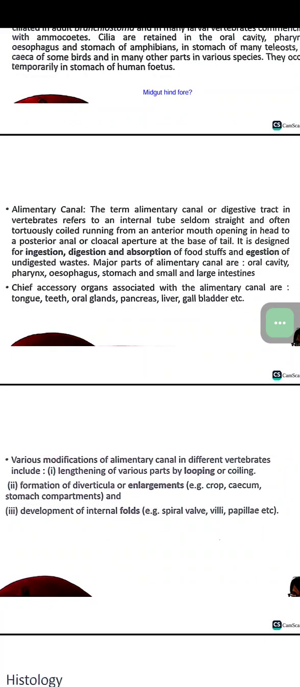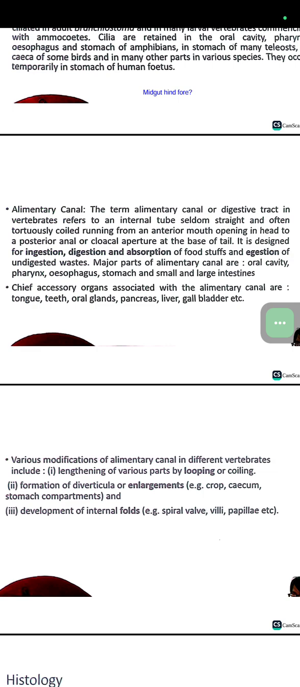The term alimentary canal or digestive tract in vertebrates refers to an internal tube, seldom straight and often coiled, running from an anterior mouth opening in the head to a posterior anal or cloacal aperture at the base of the tail, designed for ingestion, digestion, and absorption of foodstuffs and egestion of undigested waste.